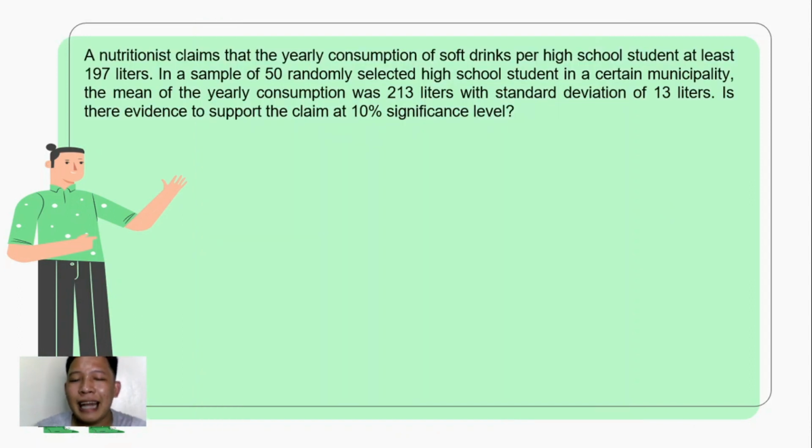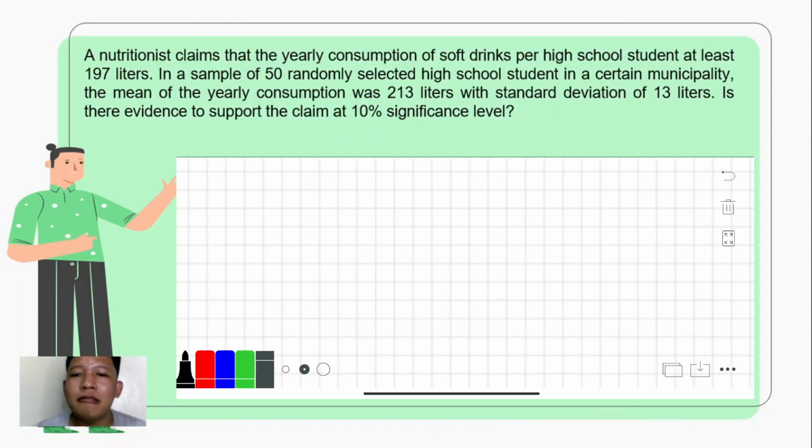Okay, so let us try to solve a problem. The problem is all about this one. A nutritionist claims that the yearly consumption of soft drinks per high school student is at least 197 liters.